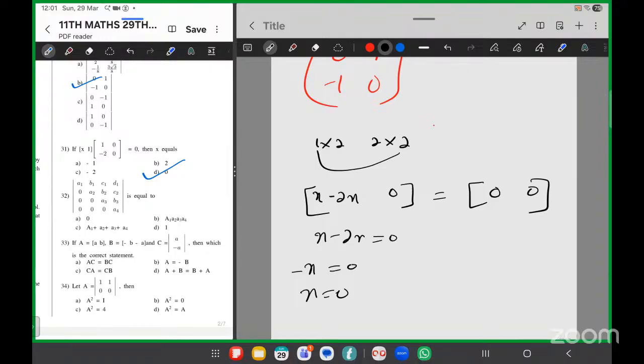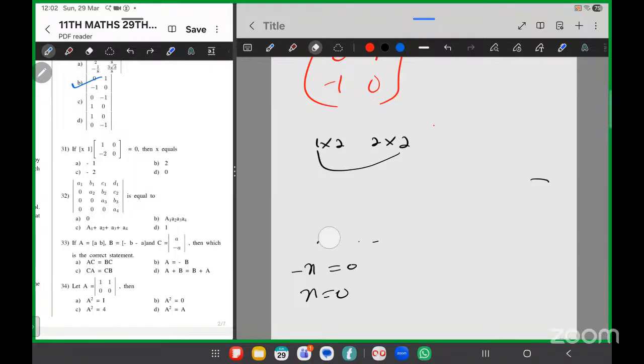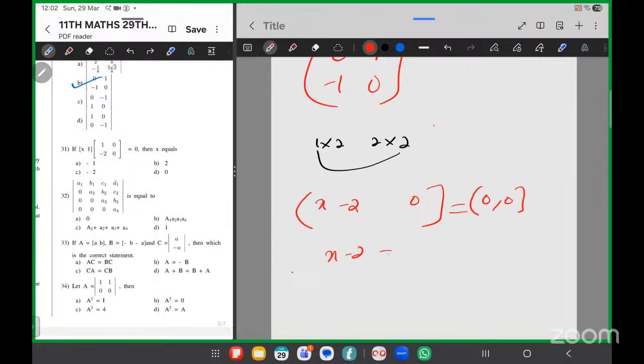What? Any mistake is there? Sorry, इधर mistake किया. Here multiplication में problem किया. क्या आएगा? तो x minus 2 0 equal to 0 आएगा. So you can equate x to equal to 0. So x is equal to plus 2 आएगा. Answer is option B.